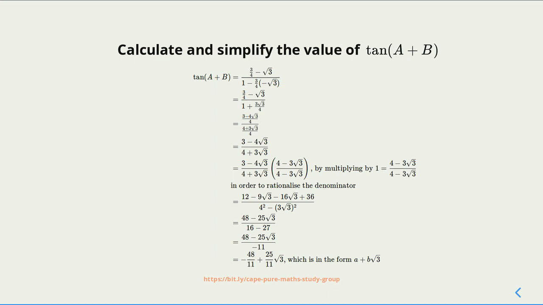Doing the multiplication, expanding everything and simplifying, we would eventually get negative 48 on 11, which is our a, plus 25 over 11, which is our b, times root 3. This is the form we wanted the result in, so this completes the question.